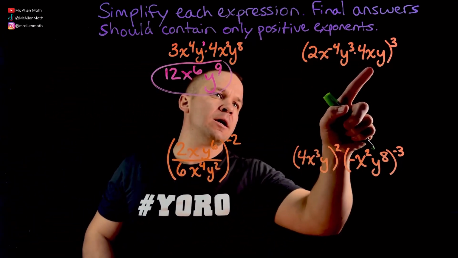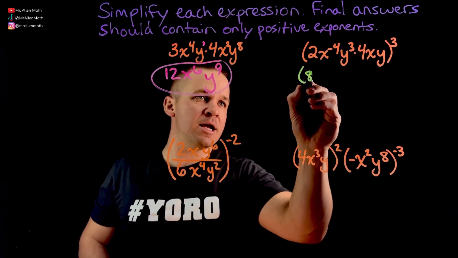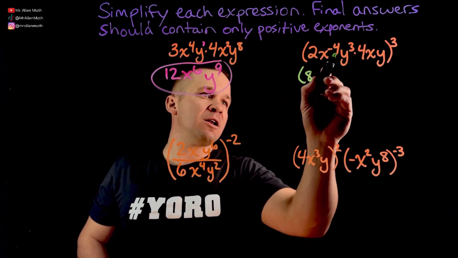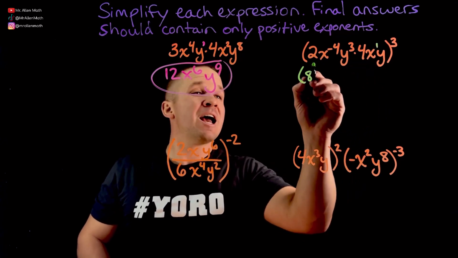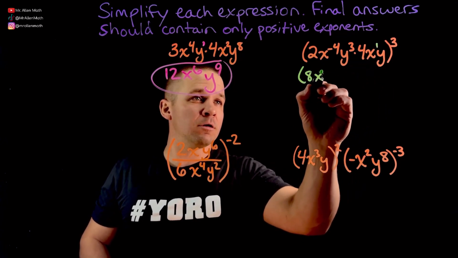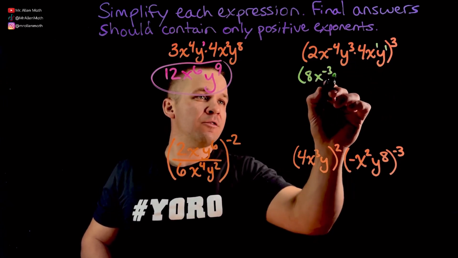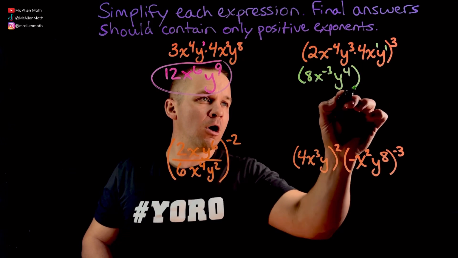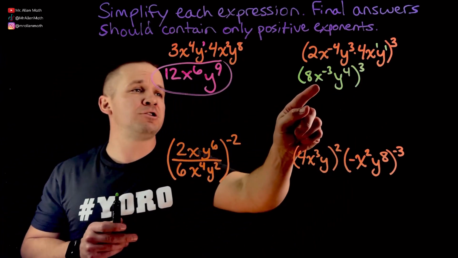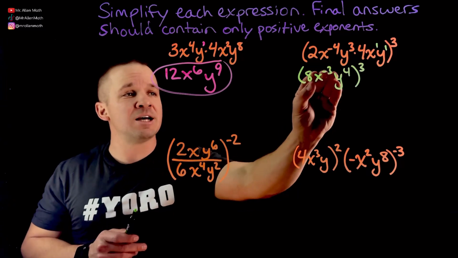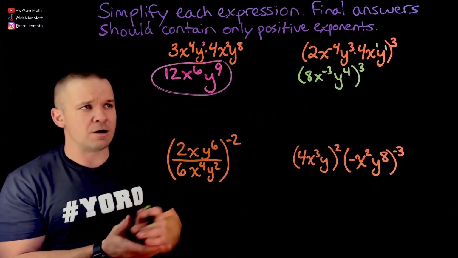So let's see here. We got 2 times 4. So I'm going to set up my parentheses here, 8. And then I've got x to the negative 4th, x to the 1st here. That's going to be x to the negative 3rd. And then I have y to the 3rd, y to the 1st. That's y to the 4th, all raised to the 3rd power. Now, you could have chosen to put this x to the negative 3rd down to your denominator and create a fraction. I'm going to save that for the end here.